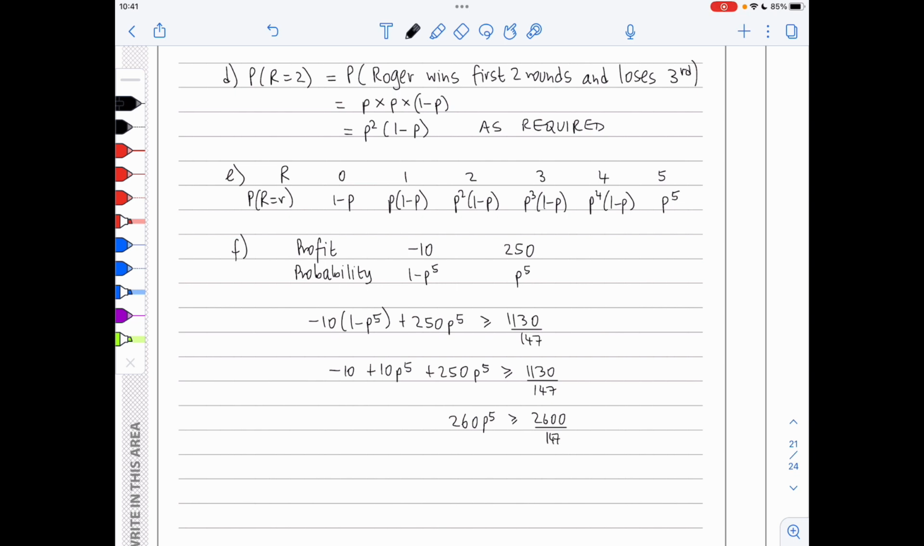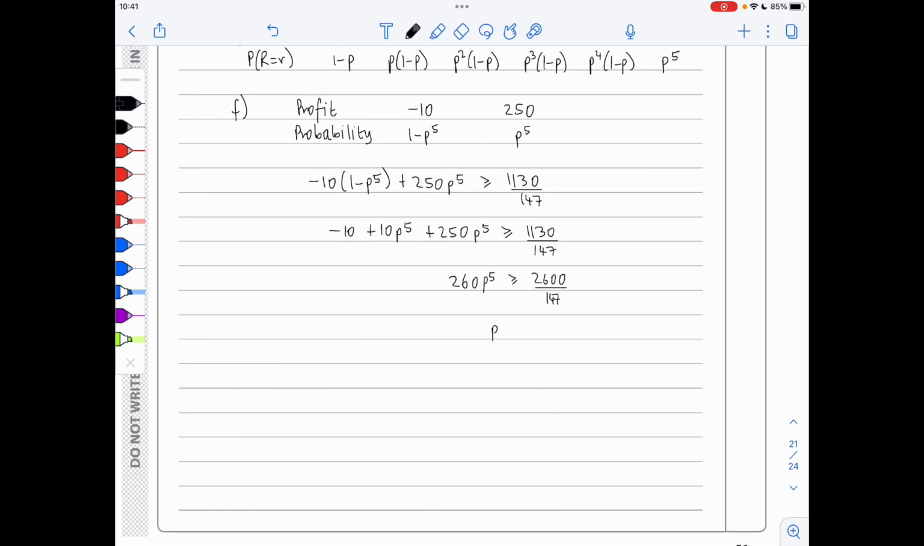I will divide by 260 and I get that p to the 5 is greater than or equal to 10 over 147, and therefore p must be greater than or equal to the fifth root of 10 over 147, which gives a value of 0.584. So p should be at least 0.584. So the smallest value for p is exactly this, 0.584.